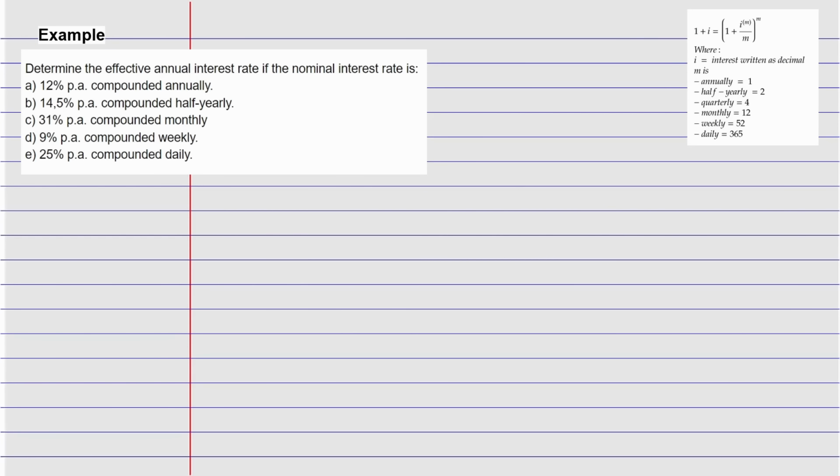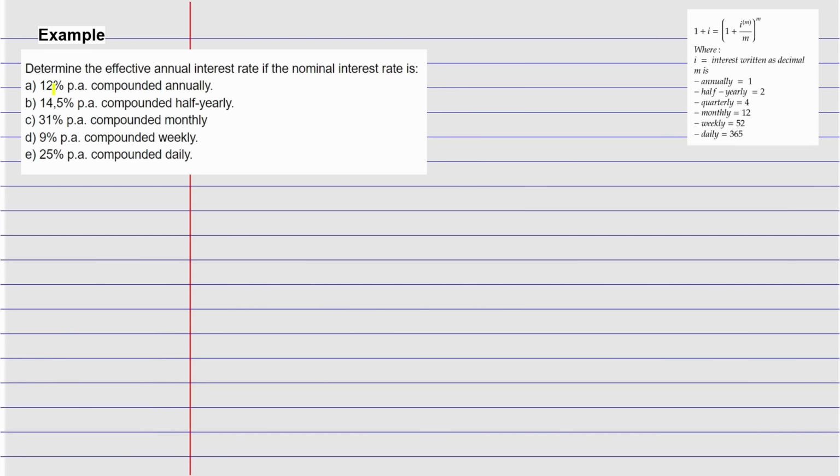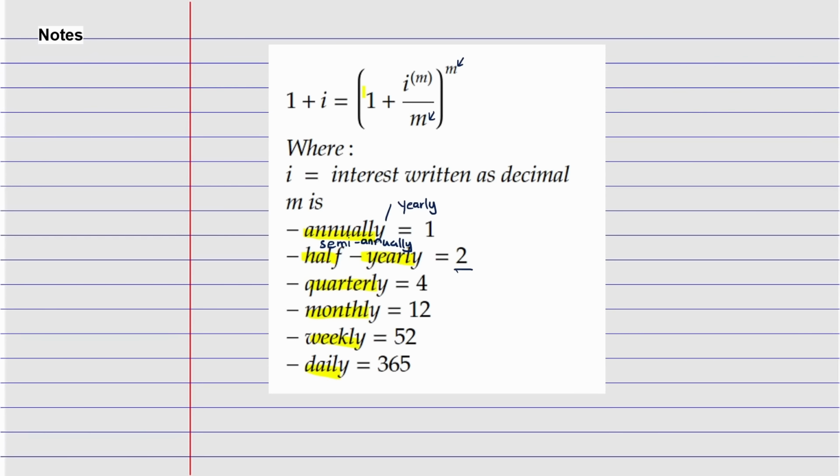So now let's do an example where we determine the effective rate and we are given the nominal rate, right? So the nominal rate is going to be the one that we are given here. So this one is considered as the nominal, and the effective rate is going to be found by calculating this I from this formula, right?